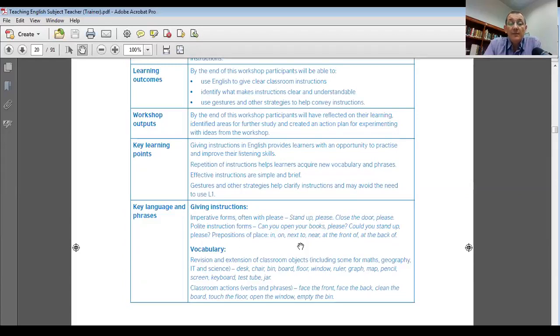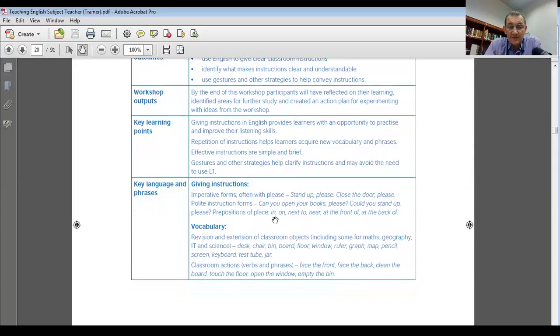In the next row, you can see the key language which will be introduced in this session, the language of giving instructions. Imperative forms. So this is the simplest way of telling somebody to do something. Stand up, please. Close the door, please. A more polite way would be to say, can you open your books, please? Or could you stand up, please?